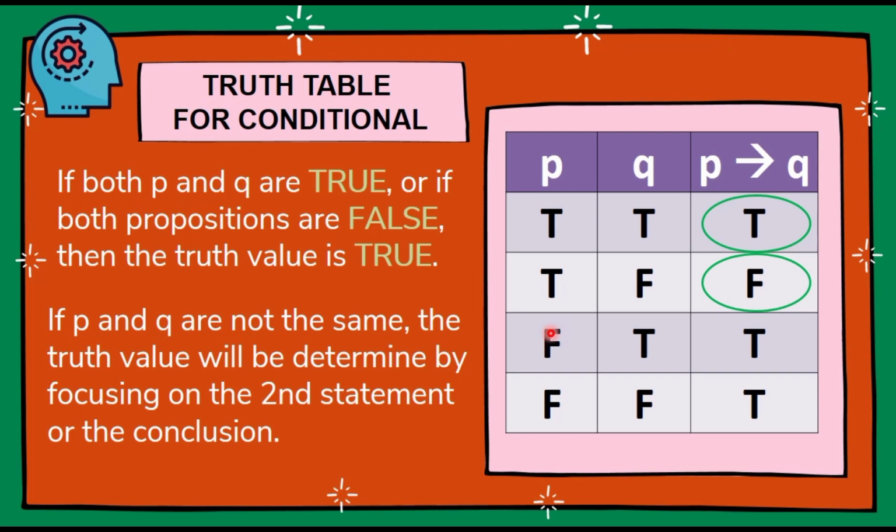Then, false, true, magkaiba uli. Titingin tayo dito sa conclusion part. So, false, true is true. Next, false, false. So, balik tayo dun sa rule na una. Both propositions are false. So, false, false, true. So, meaning to say, the truth table for conditional, P implies Q, is true, false, true, true.